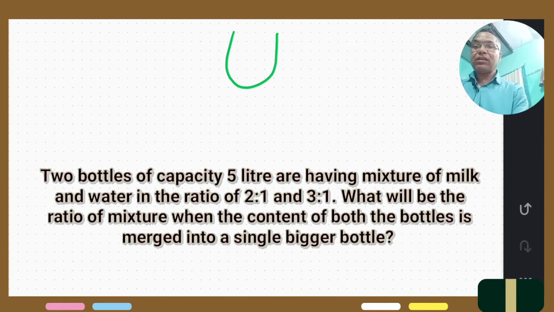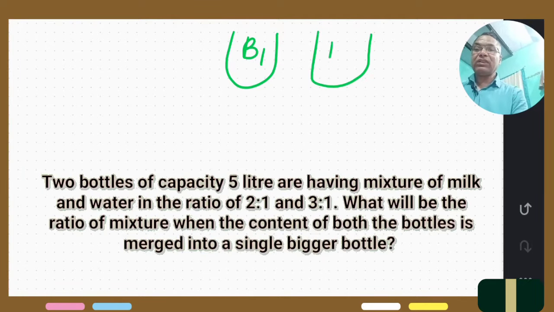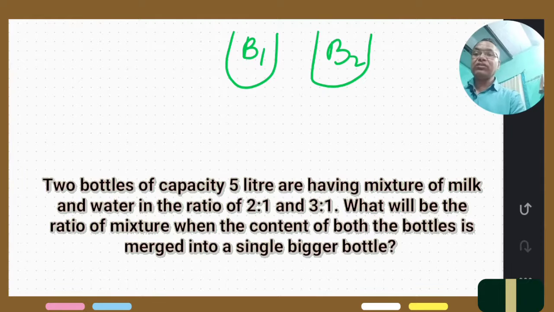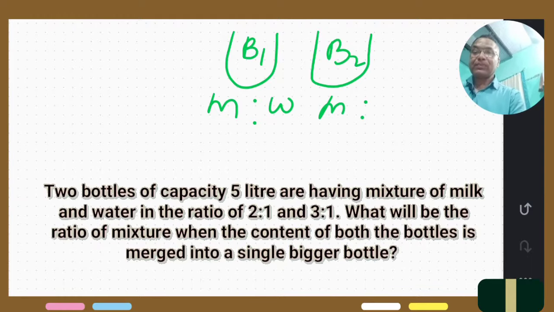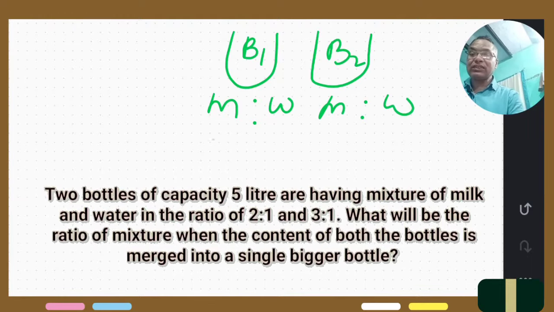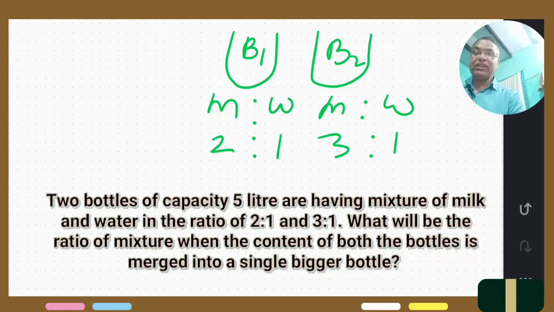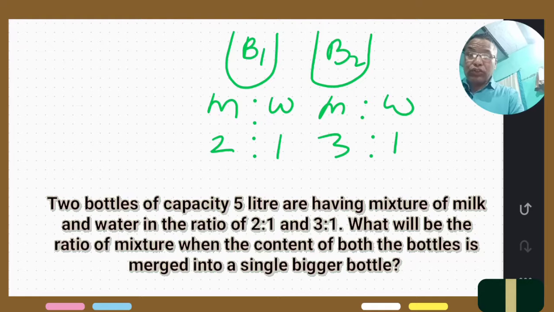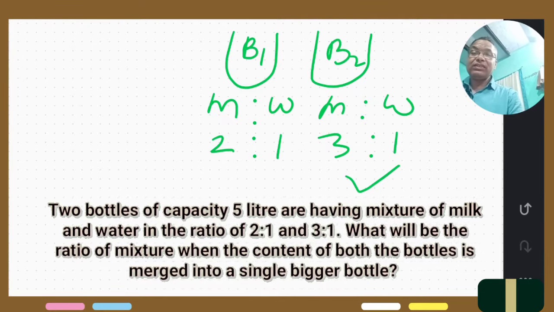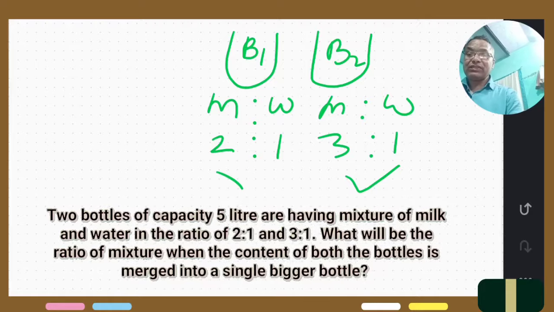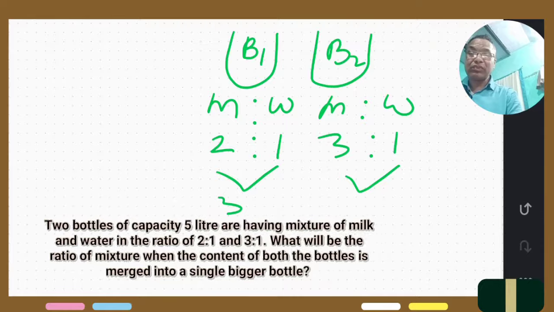Here this is the first bottle B1 and here this is the second bottle B2. Now the ratio of milk and water in the first bottle is 2:1 and in the second bottle is 3:1. To solve this question very fast, first of all we have to add the content of the bottles. Now 2 plus 1 becomes 3 and 3 plus 1 becomes 4.